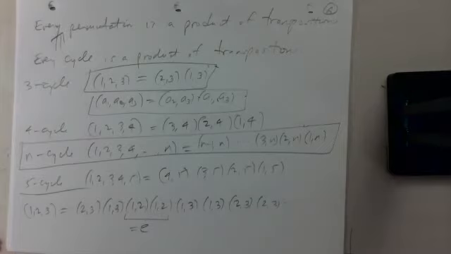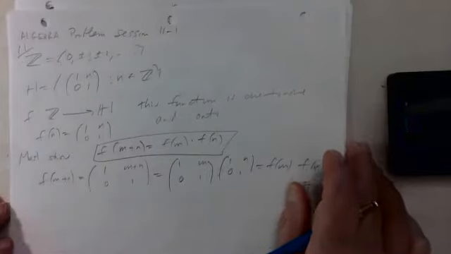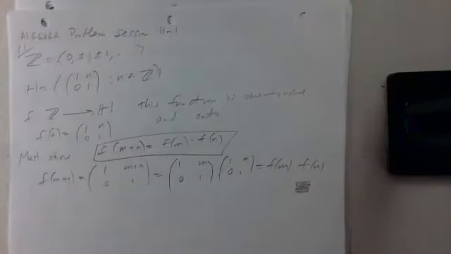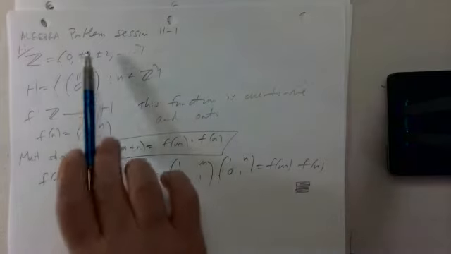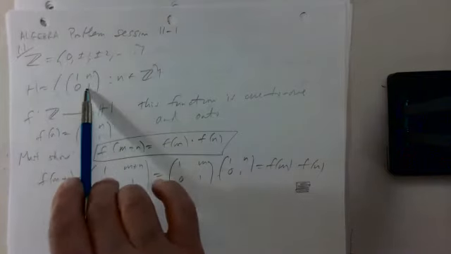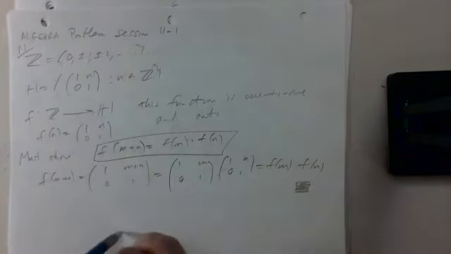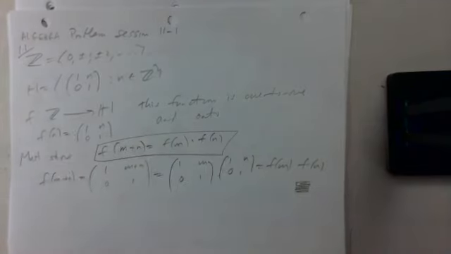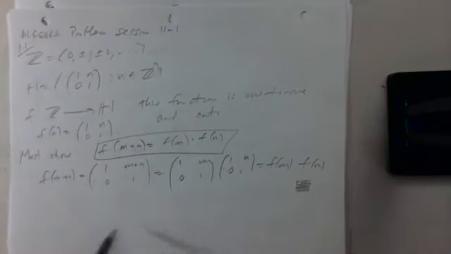Professor, can you show the previous sheets that were not taped, please? Absolutely. So I started with a proof of a problem in section 1.1 that the integers Z and the set of matrices of this special form are isomorphic groups, and I constructed the isomorphism. Right? This is the isomorphism.